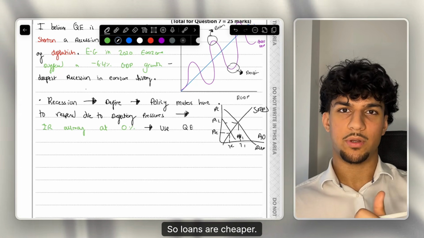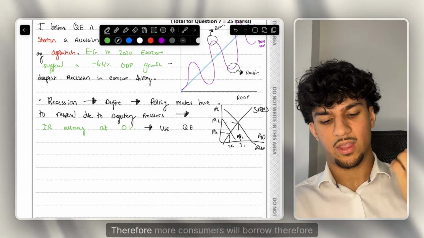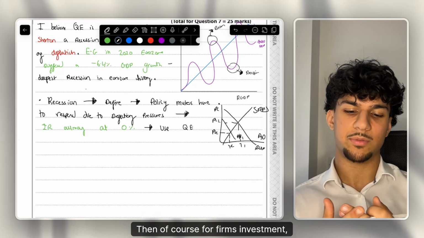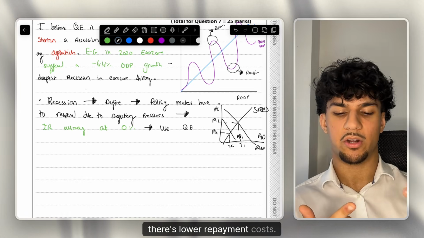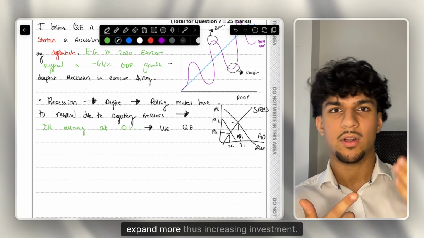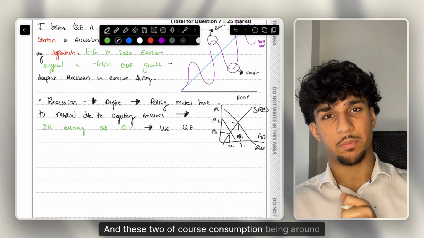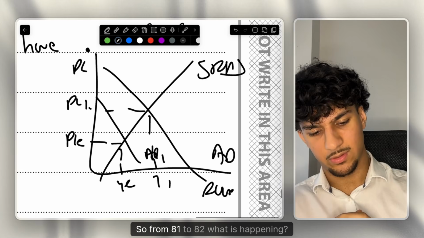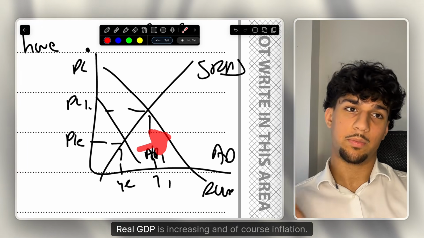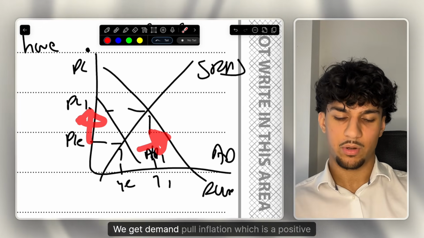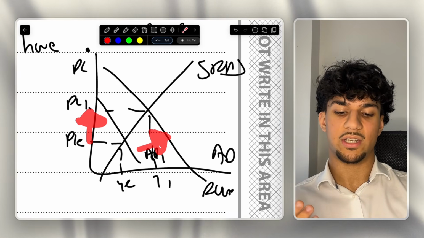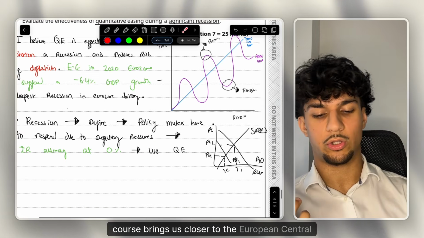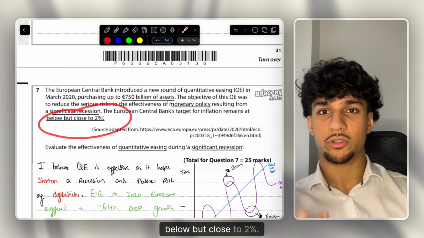But let's think about what specific components of AD are stimulated. Consumption: loans are cheaper, thus there's a lower cost of borrowing, therefore more consumers will borrow, increasing consumption. Then of course for firms, investment: if there's a lower cost of borrowing, there's lower repayment costs. This means firms will borrow more, firms will expand more, thus increasing investment. And these two, of course, with consumption being around 60% of AD, will cause AD to shift out. And if AD shifts out, we can just flip this around. So from AD1 to AD2, what is happening? Real GDP is increasing, and of course, we get demand pull inflation, which is a positive, as we are currently in a recession suffering from deflation, which brings us closer to the European Central Bank's target of below but close to 2%.